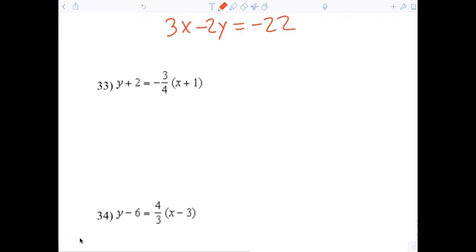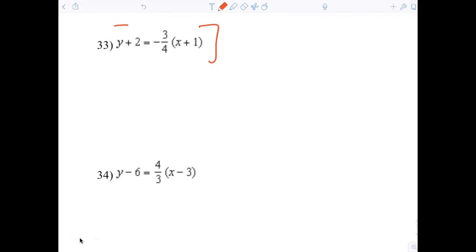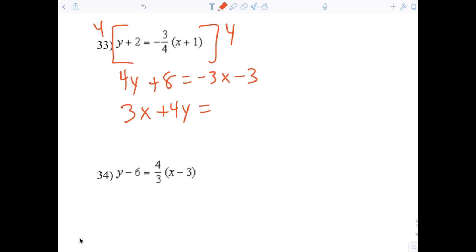Now on 33, I'm going to multiply everything through by 4. 4y plus 8, distributing a negative, negative 3x minus 3. Everybody happy with that? Now I'm doing what to both sides? Which one am I moving? Subtract the 8 and add the x. Yes. 3x plus 4y equals negative 11. Everybody good on that?